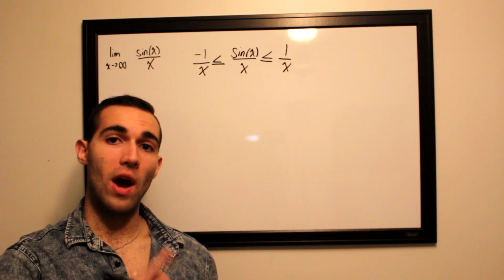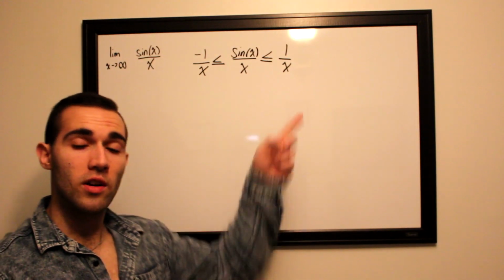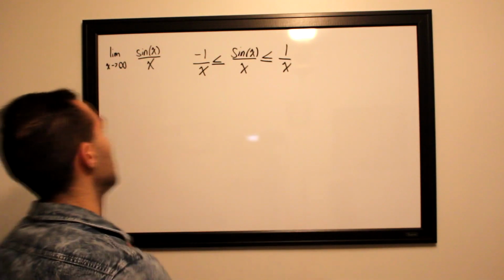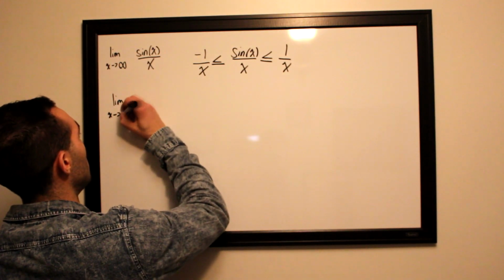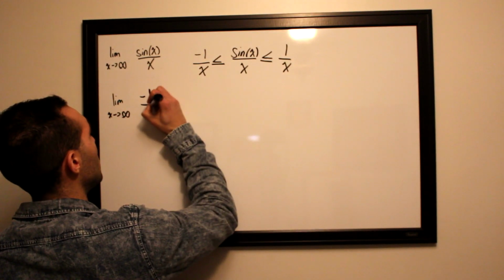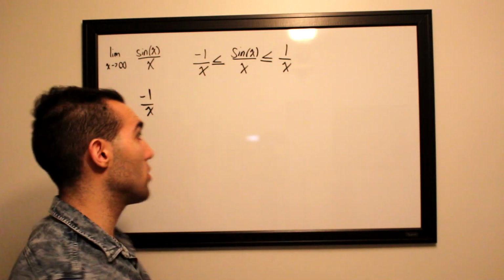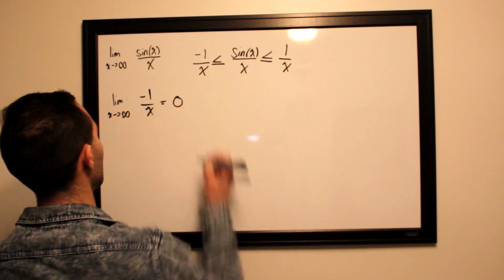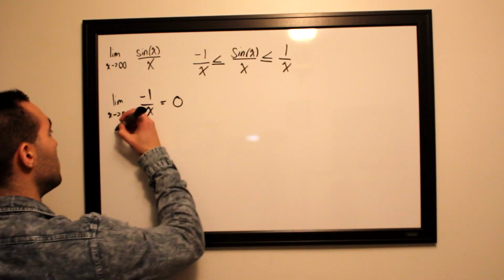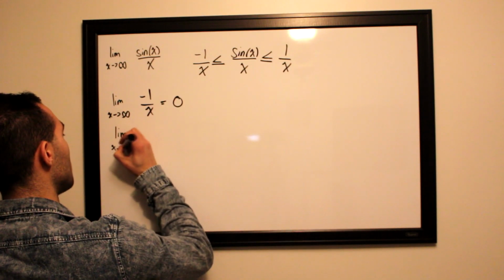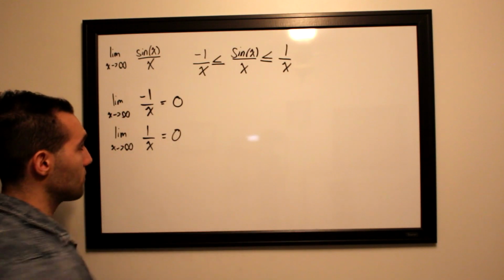Now these are limits that we know how to evaluate. If we tried to take the limit as x approaches infinity for both this one and this one, we would be able to. Take the limit as x approaches infinity for -1 over x. As x grows larger and larger and larger, this function will tend towards 0. Take the limit as x approaches infinity for the one on the other side. The limit as x approaches infinity for 1 over x is equal to 0.